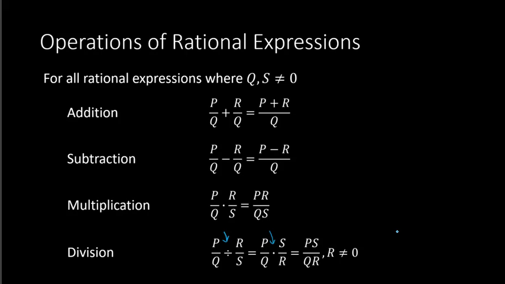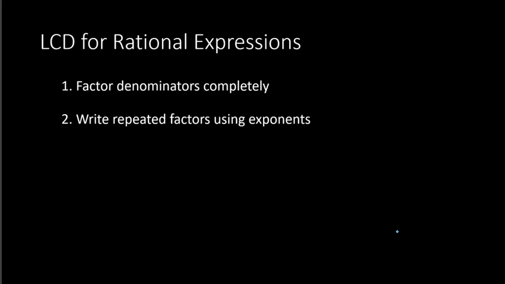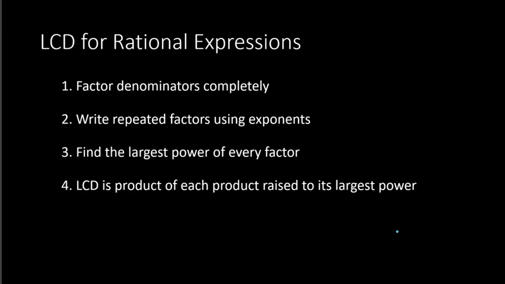So now let's take a look at some actual examples where we work with addition, subtraction, multiplication, and division. So to begin with, if you're adding and subtracting, we need to be aware of how to find the least common denominator if necessary. So the first thing is make sure that you factor the denominators completely, and then you can write the repeated factors using exponents. And then you can find the largest power of every factor. So then the least common denominator would be the product of each factor raised to its largest power.